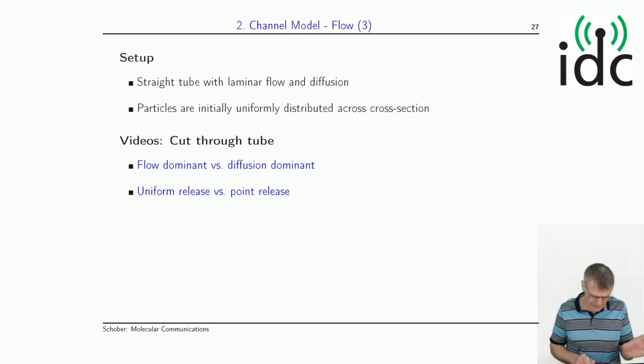And what I would like you to look for is, on the one hand, the comparison between a flow-dominant regime and a diffusion-dominant regime, right? So how different the particle movement is there. And also the contrast between a uniform release and a point release, right? So how this affects the particles that we can observe at a receiver at a certain distance.